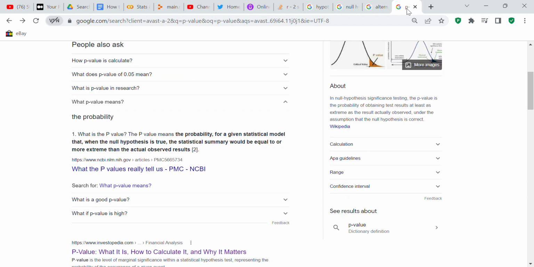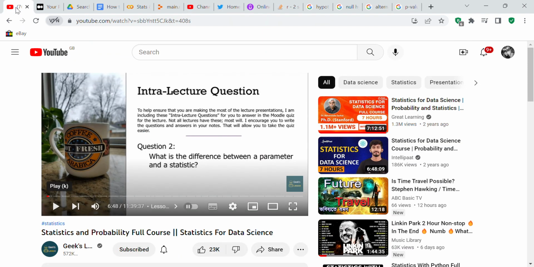When we do our hypothesis testing, we're going to be calculating the p-value. So you need to know what a p-value is. We ask the question, what is the p-value? The p-value means the probability for a given statistical model that, when the null hypothesis is true, the statistical summary would be equal to or more than the actual observed results. So that's our p-value.